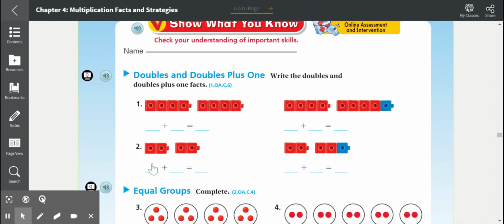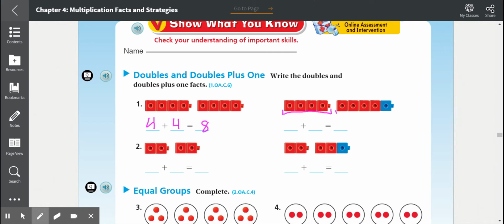Okay, let's start with show what you know. Doubles and doubles plus 1. So, we have 4 plus 4 equals 8. And then this is doubles plus 1. So here we have 4 and then 4 and then one more. So if we know that 4 plus 4 is 8, then 4 plus 5 would be one more than 8, and that's 9. Same thing here. 2 plus 2 equals 4. And then here we have 2 and then 3. Well, 3 is one more than 2, so 2 plus 3 would be one more than 4, and that would be 5.